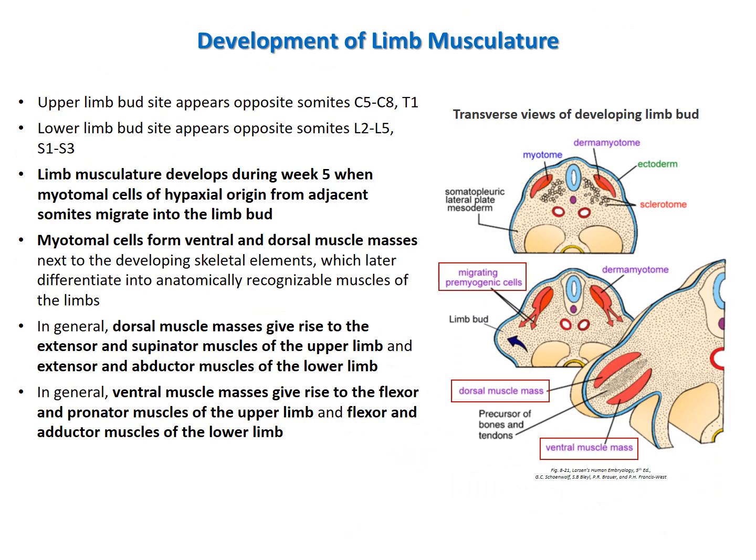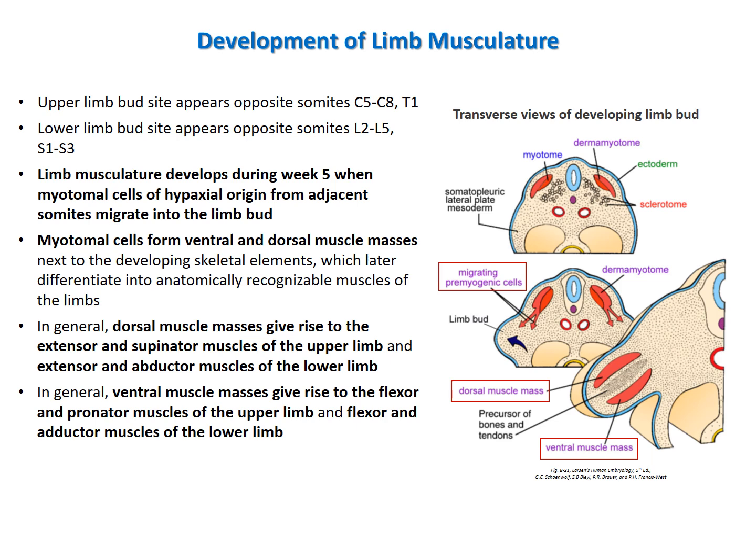As mentioned at the outset of this presentation, the upper limb buds appear opposite somites C5 to C8 and T1, and the lower limb buds opposite somites L2 to L5 and S1 to S3. During week 5, myotomal cells of hypaxial origin migrate from these respective somite levels into their limb buds. Myotomal cells organize next to the developing skeletal elements and form ventral and dorsal muscle masses, which later differentiate into anatomically recognizable muscles of the limbs.